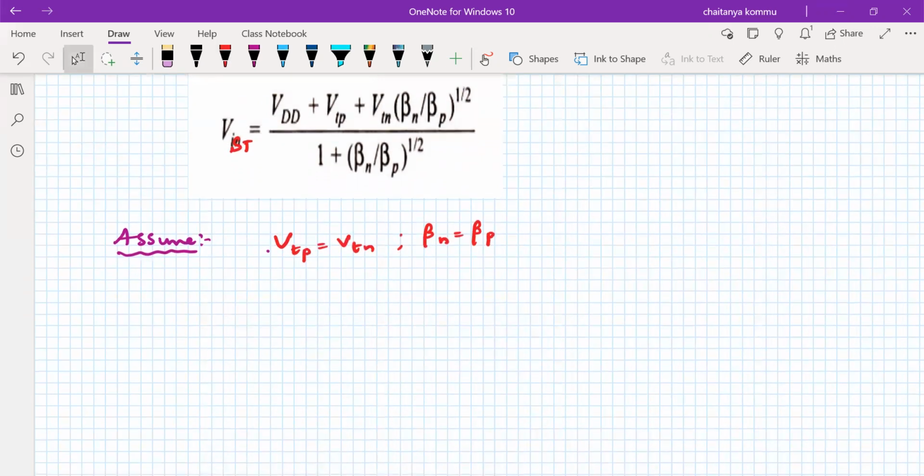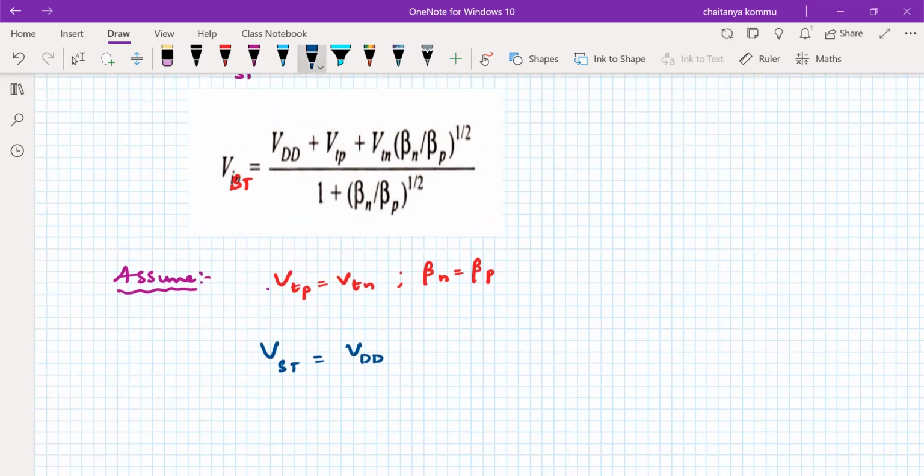Under this situation, what we observe is that VST is now VDD. So both will get cancelled. So what is happening here? Beta n is equal to beta P, which means this will get cancelled. Both are equal, so it's only 1 by 1, nothing else is there. So these two will get cancelled. This becomes 1, this becomes 1. So therefore, what is happening here? VDD divided by 2 will be observed.